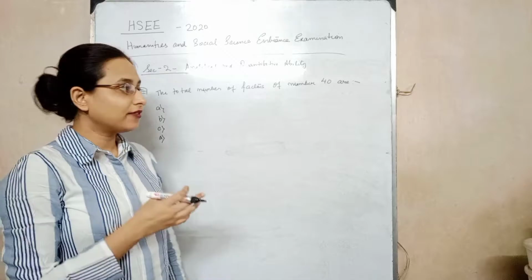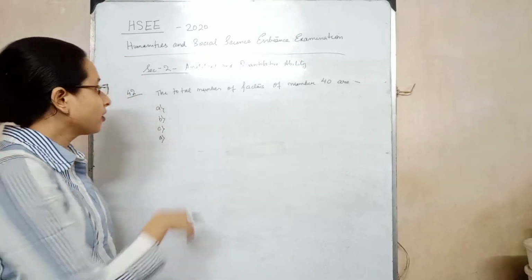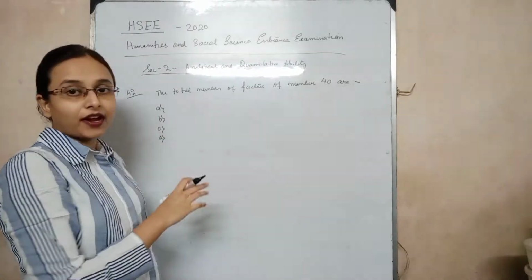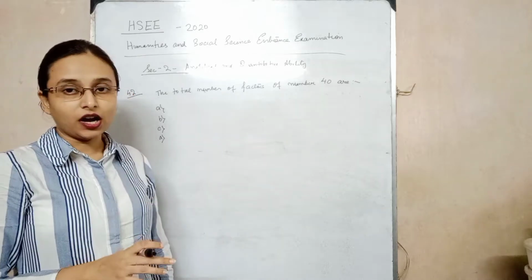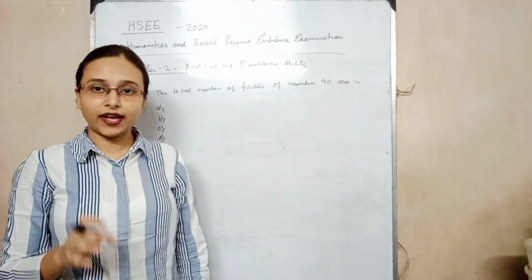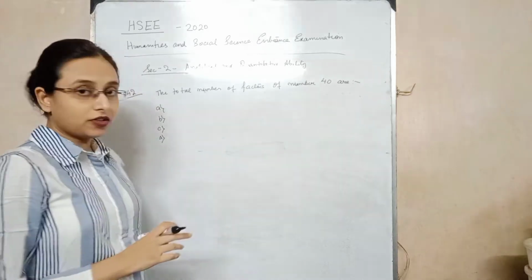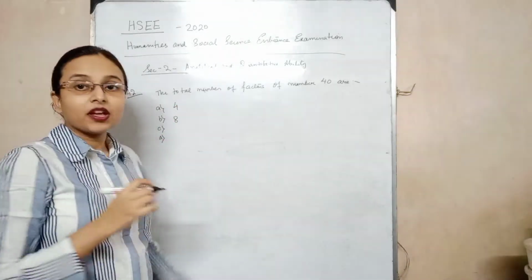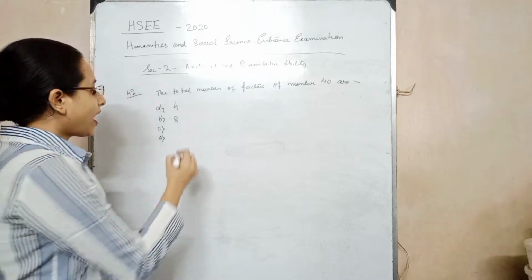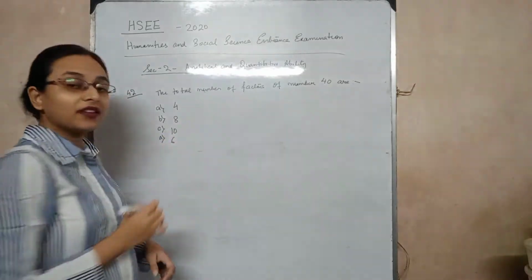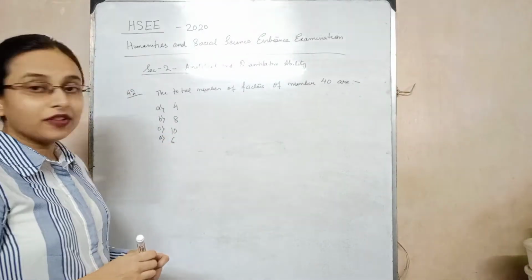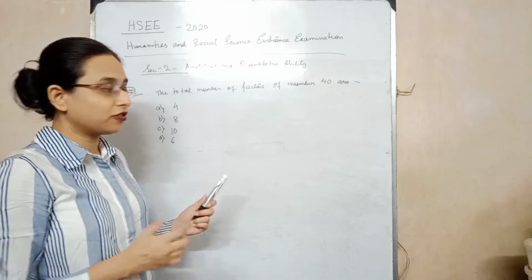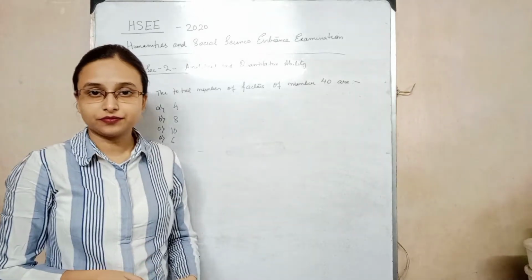Before solving, I will write down the options for you all. The total number of factors of the number 40 are. Here basically you will have to calculate the factors. The first option is 4, second option is 8, third option is 10, and the fourth option is 6. Now we will solve to get the correct answer.